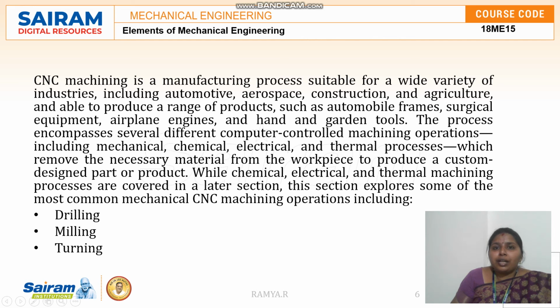CNC machining is a manufacturing process that is suitable for a wide variety of industries, including automotive, aerospace, construction, and agriculture, and is able to produce a large range of structures such as automobile frames, surgical equipment, aeroplane engines, and hand and garden tools. The process encompasses several different computer controlled machining operations, including mechanical, chemical, electrical, and thermal processes, which remove the necessary material from the workpiece to produce a custom designed part or product. While chemical, electrical, and thermal machining processes are covered in a later section, some of the most common mechanical machining operations include drilling, milling, and turning.